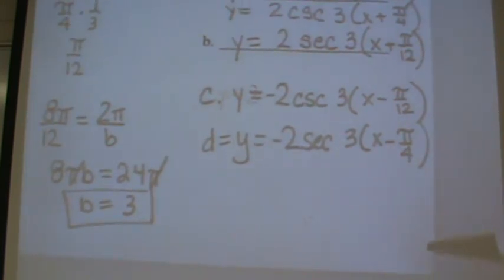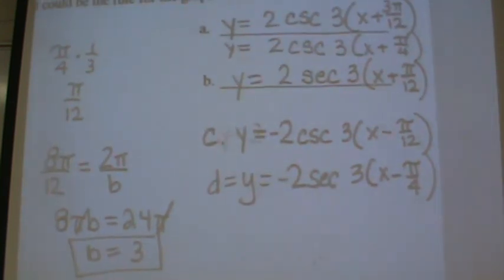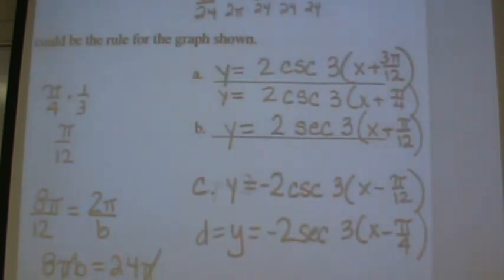Are you getting this a little bit better? Yeah? Okay, that's your test. Tomorrow's the individual portion, and it's gonna look the same, but just different numbers.